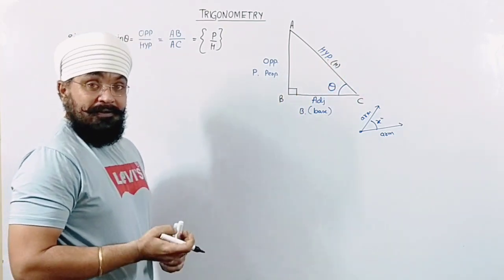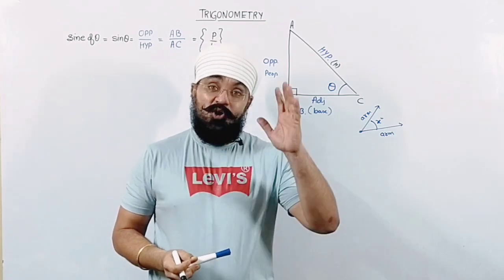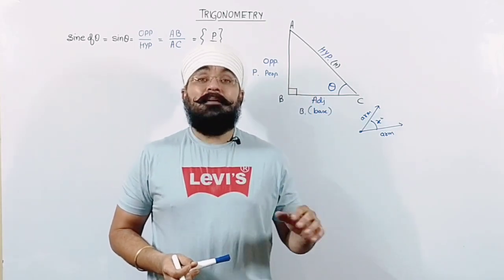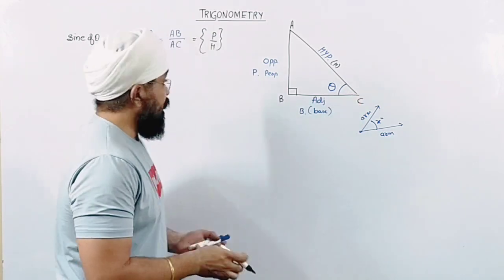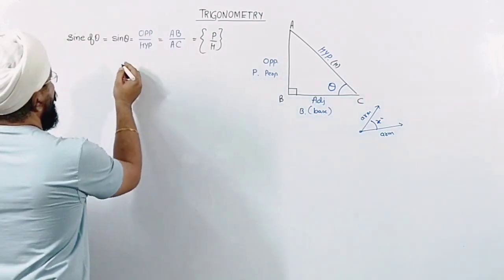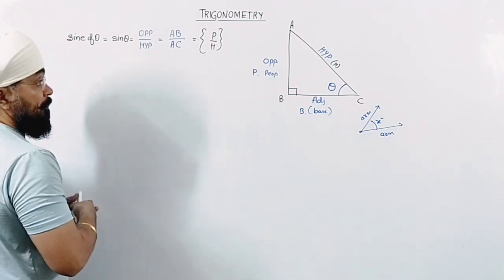Now, clear? There are two different formats. Generally, we should remember it as opposite upon hypotenuse, but if we write perpendicular upon hypotenuse, then also it is okay. The second relationship is with the opposite side, which has already been taken.